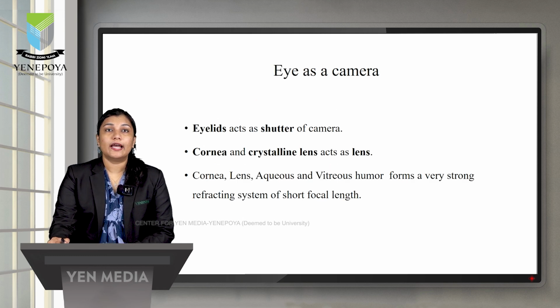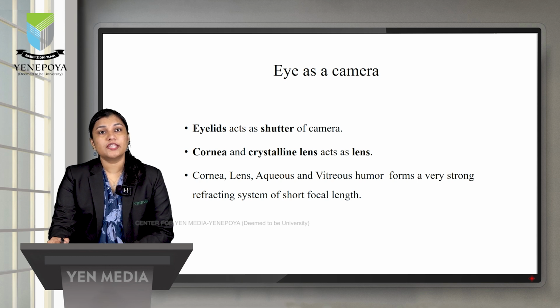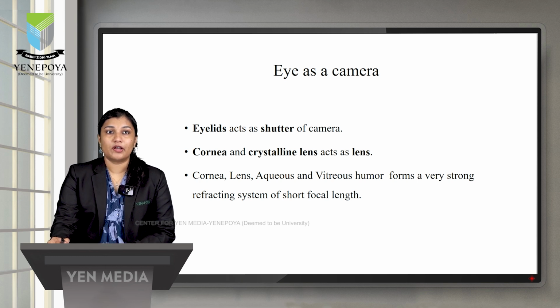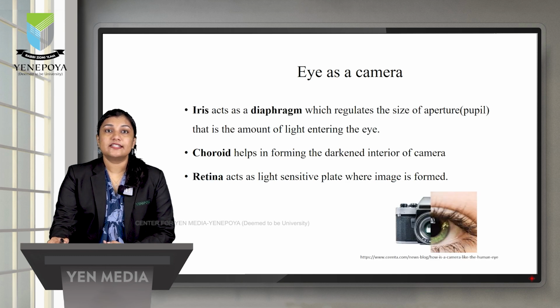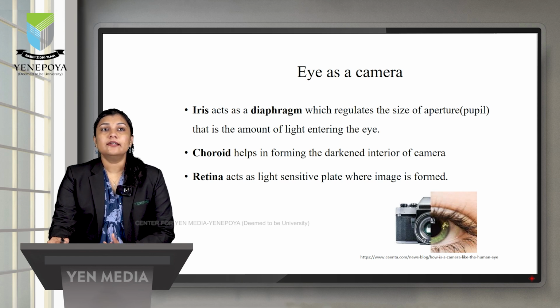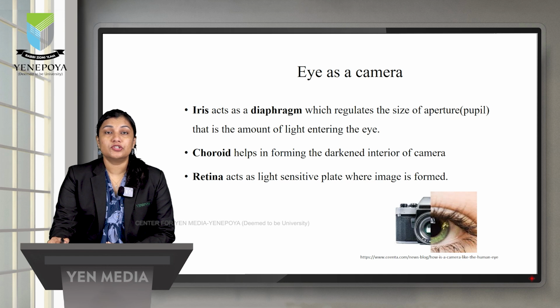Now how eye acts as a camera. In the eye, if you see the different structures, eyelid acts as shutters of camera, cornea and crystalline lens act as lenses, cornea, lens, aqueous and vitreous humor form a very strong refractive system of short focal length. Iris acts as a diaphragm which regulates the size of aperture, that is compared to the pupil in the eye, it controls the amount of light entering the eye.